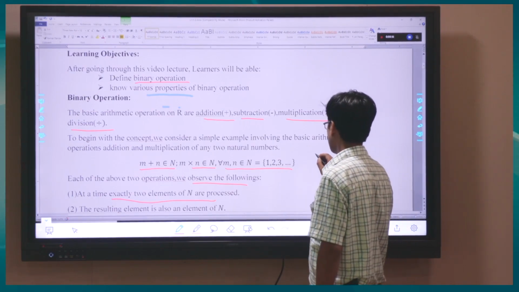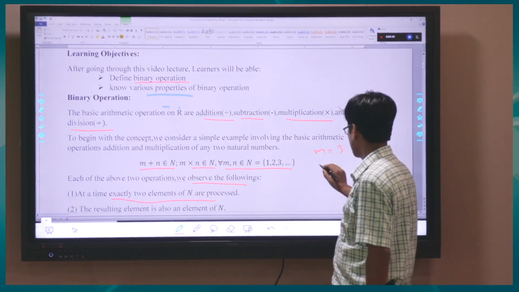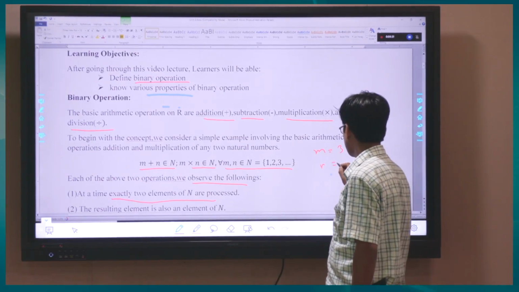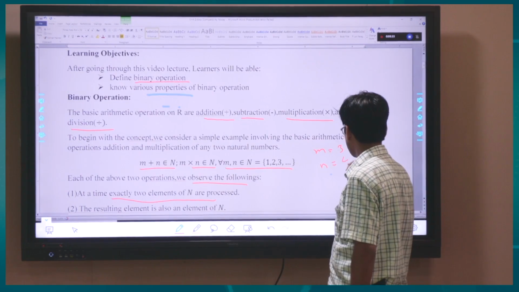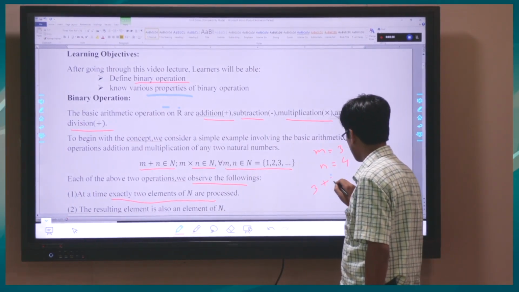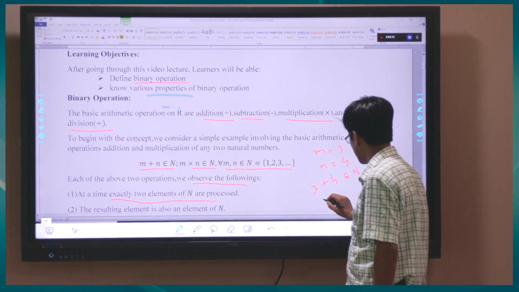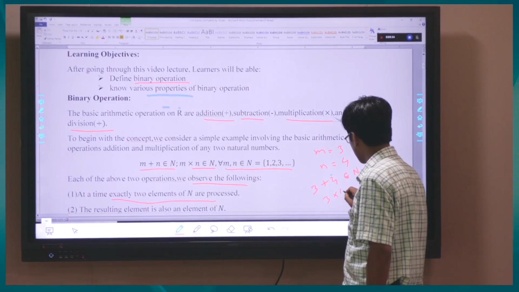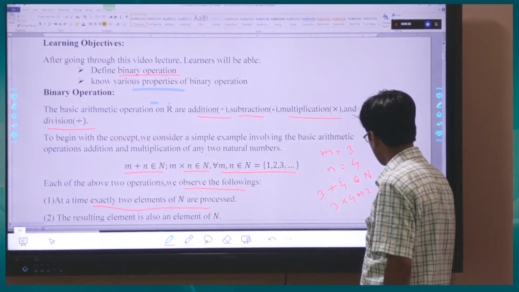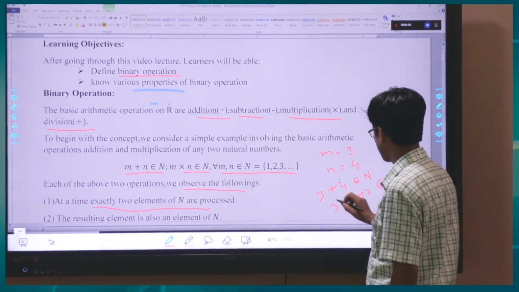Suppose we consider m equal to 3 and n equal to 4. Then 3 plus 4 belongs to N, and 3 into 4, which is 12, also belongs to N. So their results also belong to N.